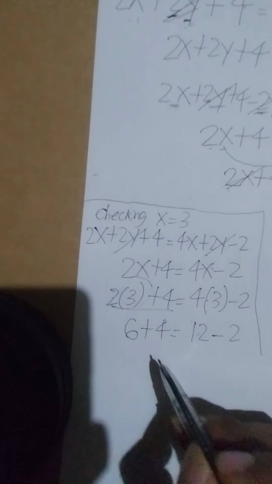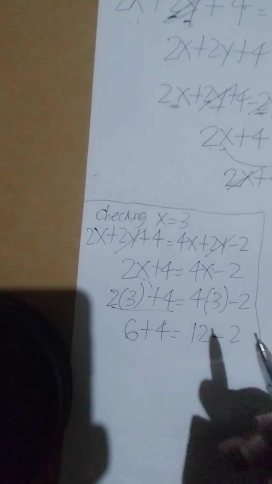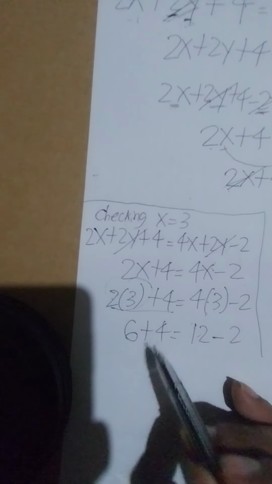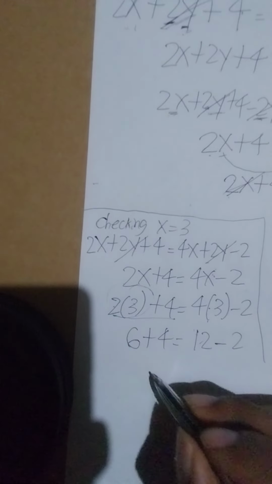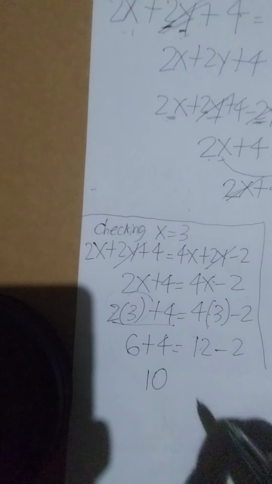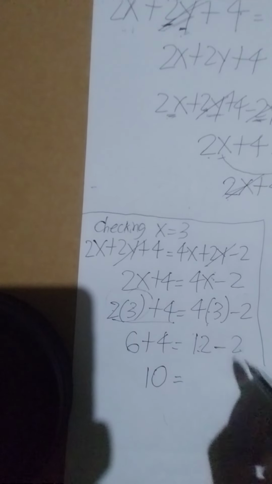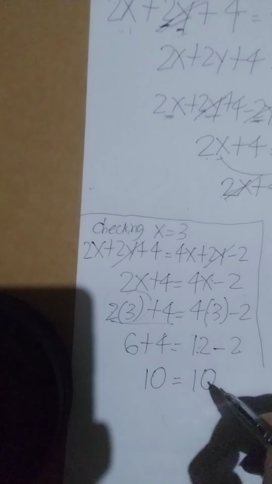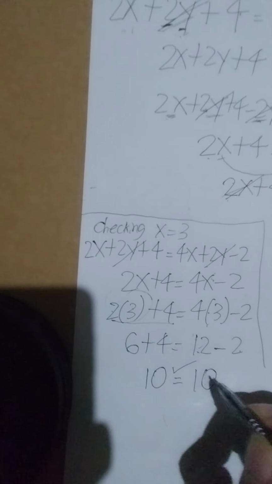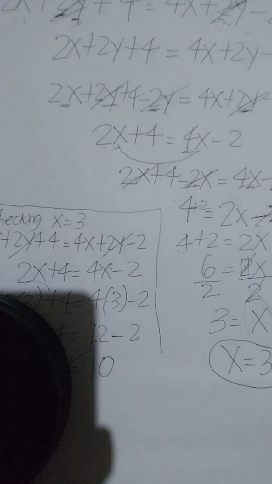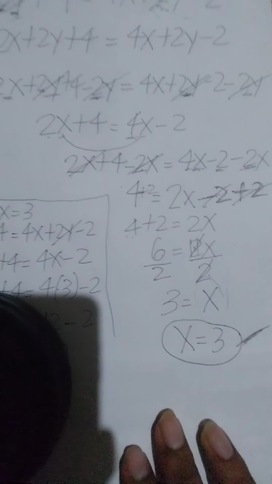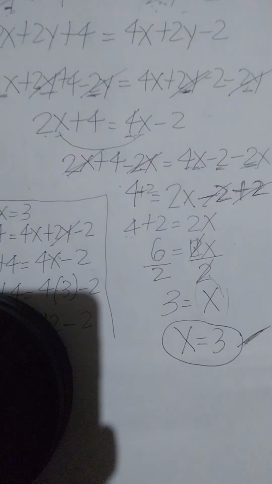So, that's the time we can now simplify both side of the equation. So, 6 plus 4 is 10. Equals 12 minus 2, which is 10. So, it means, since pareho sila, so ibig sabihin, the correct answer for this problem is x is 3. So, the correct value for the x is 3. So, ito yung tamang answer natin.